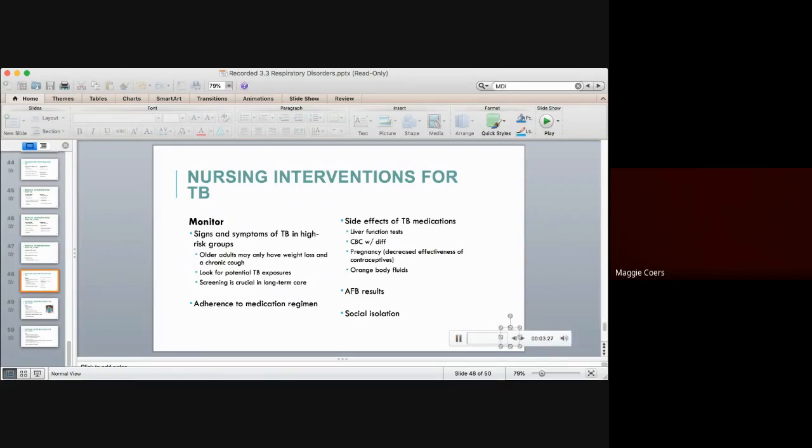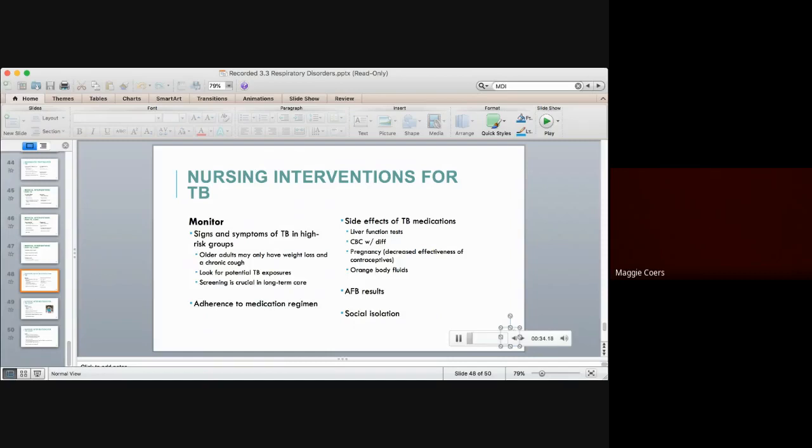Monitoring for TB is going to really focus on monitoring for active infections, a lot of the things that we've talked about already, and making sure the infections are resolving once treatments are started. So we need to make sure that the patient and that we ourselves know what the signs and symptoms are for tuberculosis and who's in those high risk groups of patients.